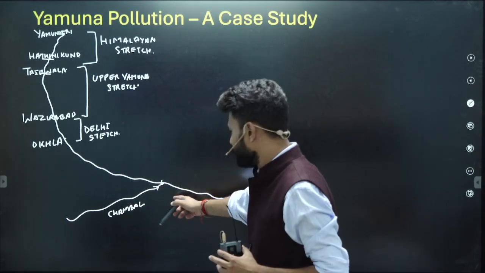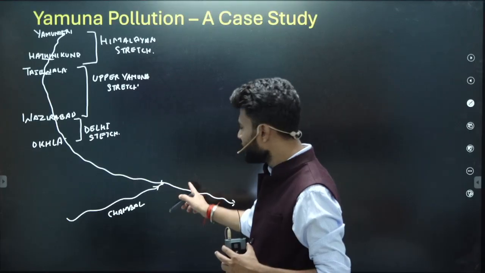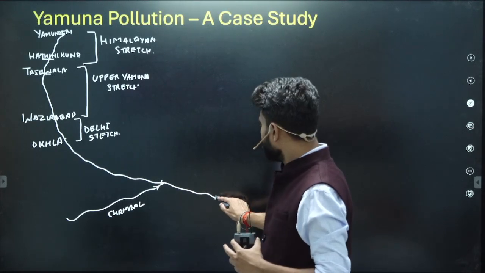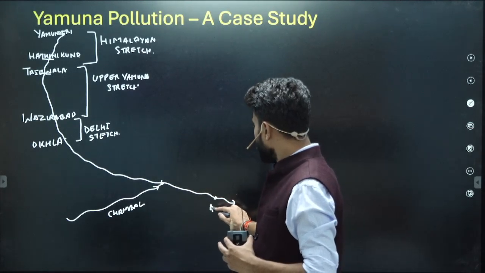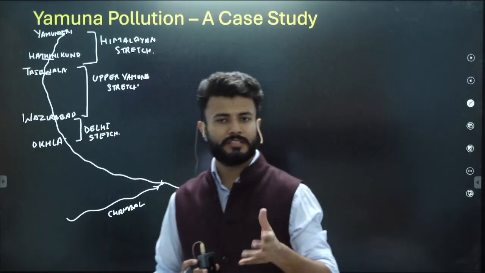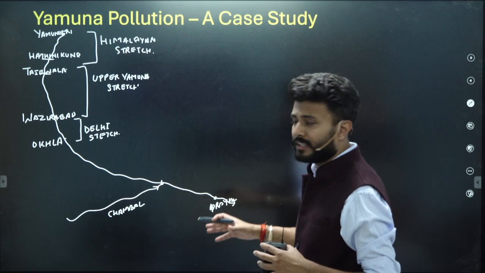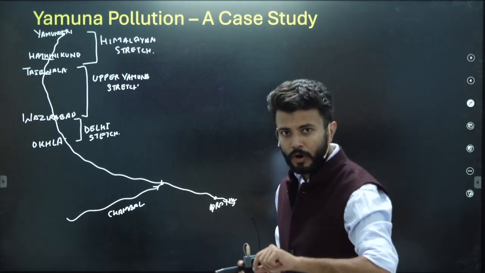And then we know that there are a lot of tributaries coming from central India merging into Yamuna. And then finally at this particular point, let's say Prayagraj, river Yamuna finally merges with river Ganga. Okay. So these are different stretches in which different factors operate.